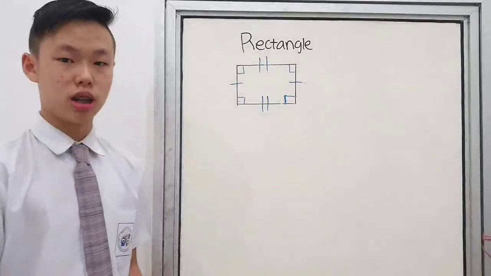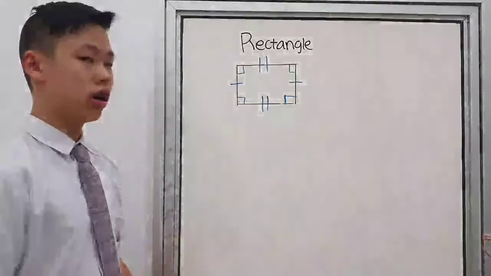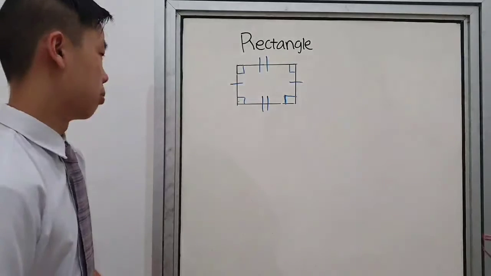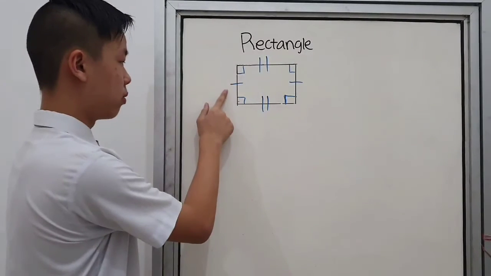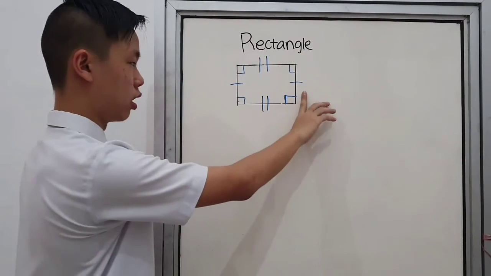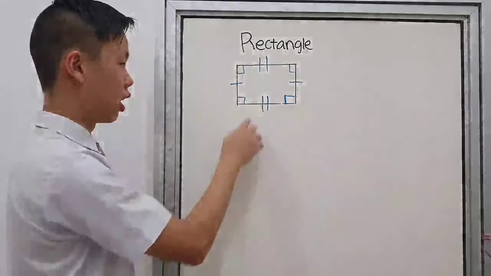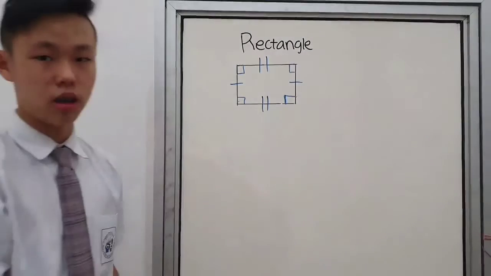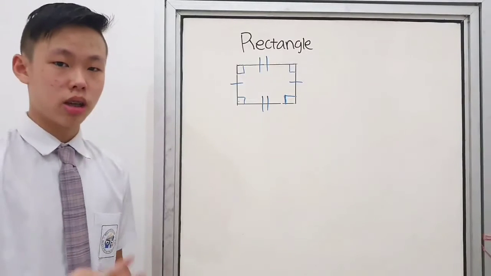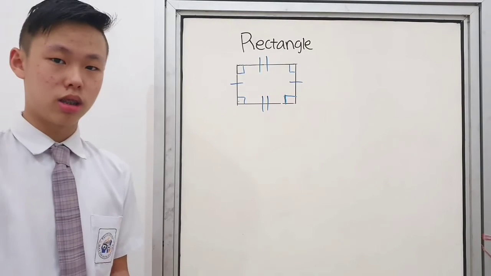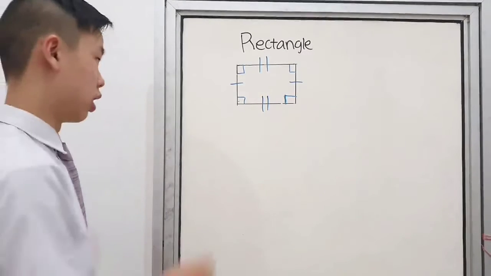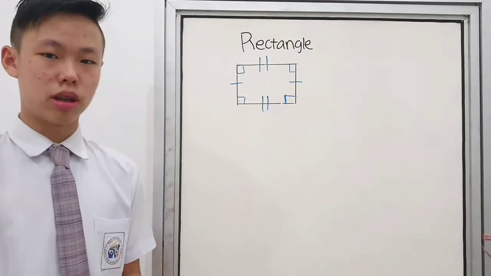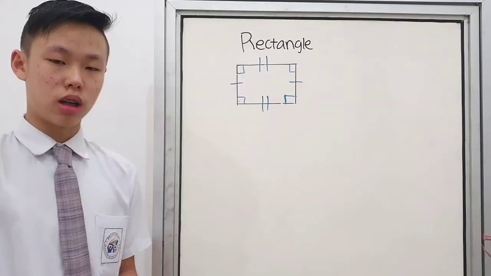So the second quadrilateral is the rectangle. A rectangle has 2 pairs of sides of equal length. That means the side here and the side here have the same length, and the side here and the side here have the same length. It also has 2 pairs of parallel lines, and all angles are 90 degrees. Then it has 2 rotational symmetry and 2 lines of symmetry.